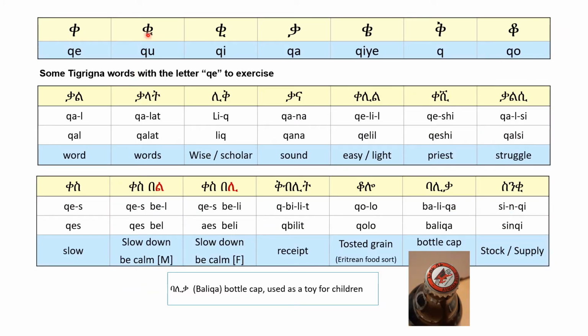Ke, ku, ki, ka, ke, ke, ko. Some Tigrinya words with the letter K to exercise. Kal, kal. Kalat, kalat. Lik, lik. Kana, kana. Kelil, kelil. Keshi, keshi. Kalsi, kalsi. Kes, kes.